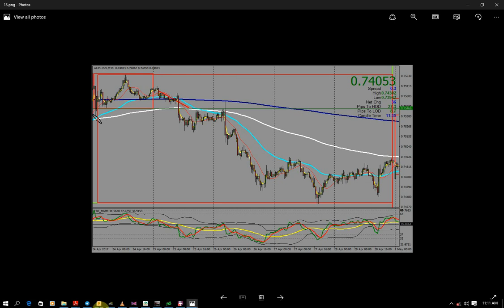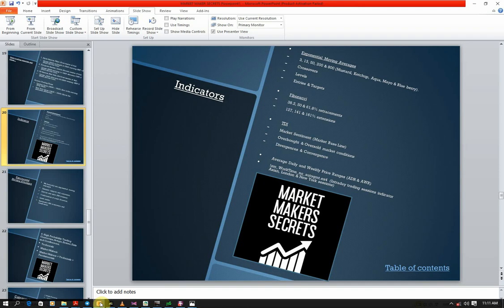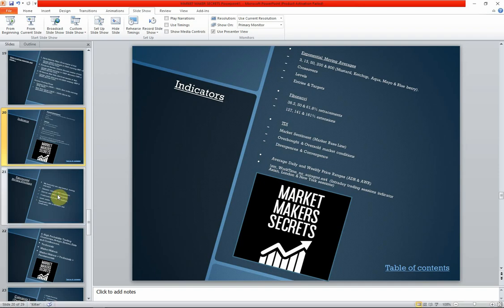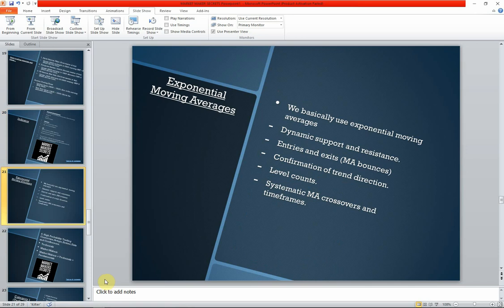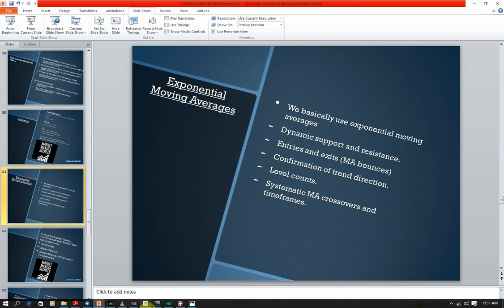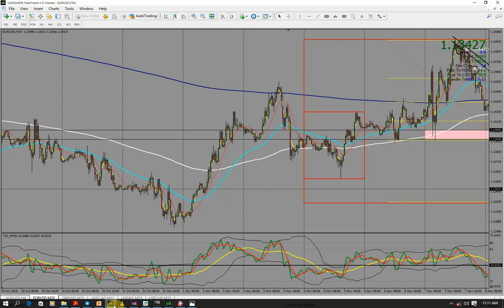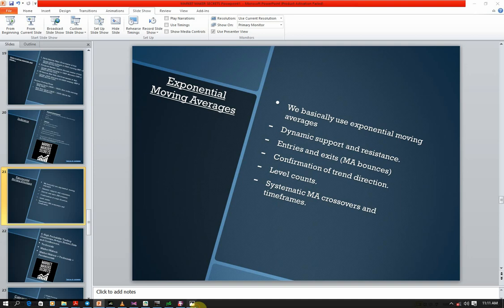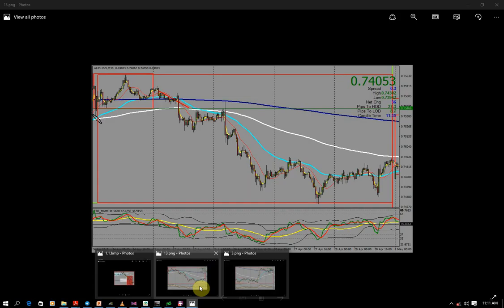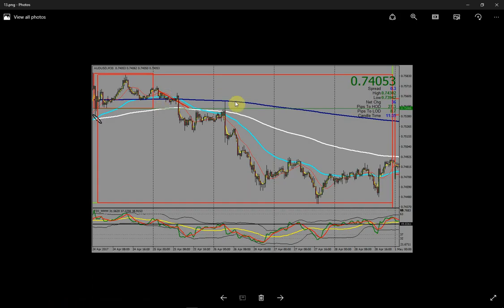What's the word? Let me just go back to the slides there. It's dynamic support and resistance. It's dynamic because it moves with price. When the price goes up, the moving average follows behind. So there we go, it did exactly that.